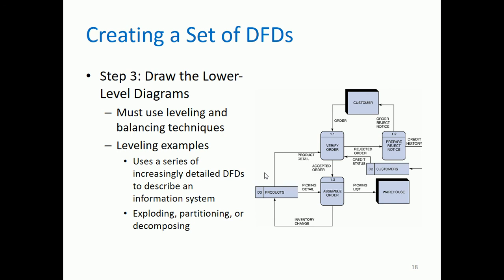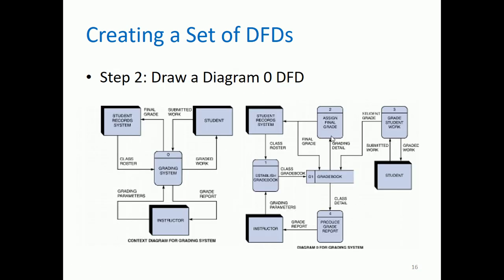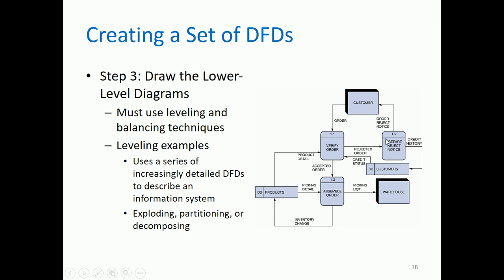Okay, next is draw the lower level diagrams. So, we must use leveling and balancing techniques. Leveling means using a series of increasingly detailed DFDs to describe an information system. So, we have exploding, partitioning, or decomposing. This is already an exploded or lower level diagram because, as you can see from the previous example, we have processes 1, 2, 3, and 4. But for this example, we have 1.1, 1.2, 1.3, meaning that this is an exploded version of process 1. But in our case, it's just enough that you know how to create a context diagram and diagram 0. At least the basics of creating DFD is important to be learned, in our case.